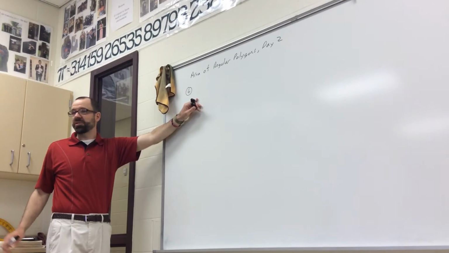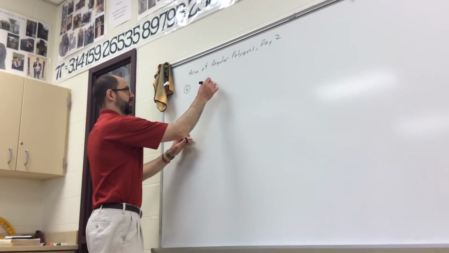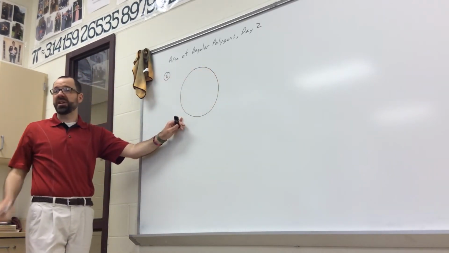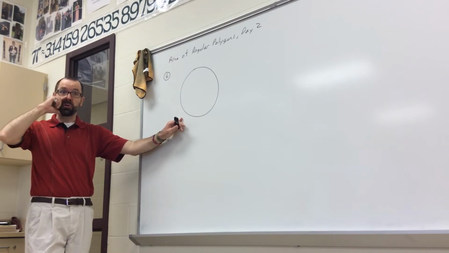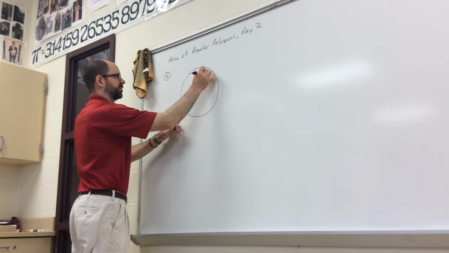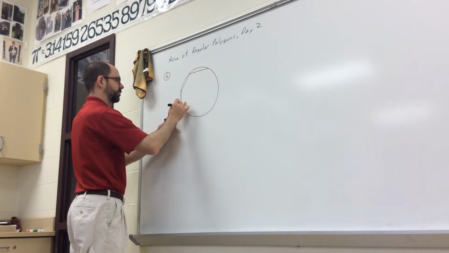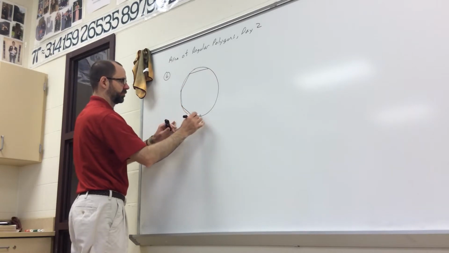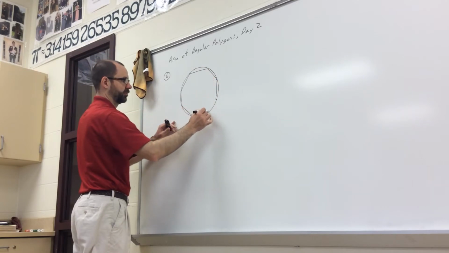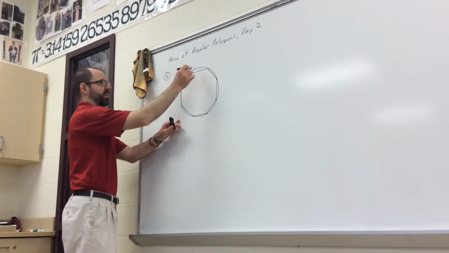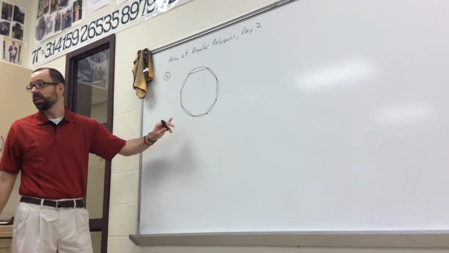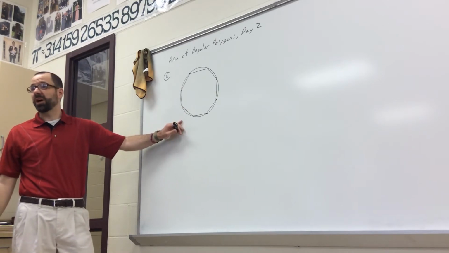And there's a picture on number 6. You don't have to draw the picture. There is a circle, and then there's an octagon drawn inside the circle. Since all these vertex points are on the edge of the circle, this is called an inscribed octagon.